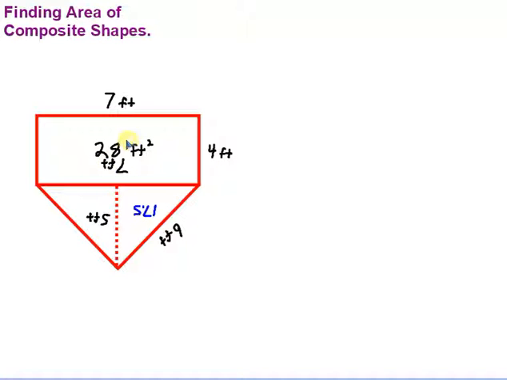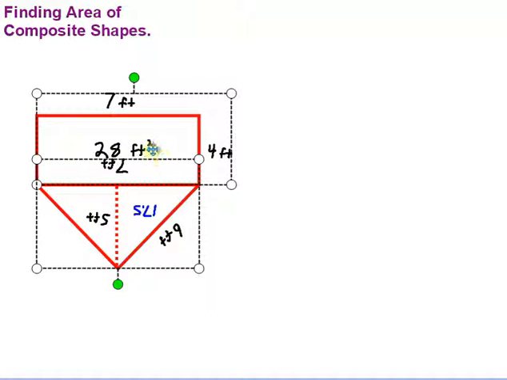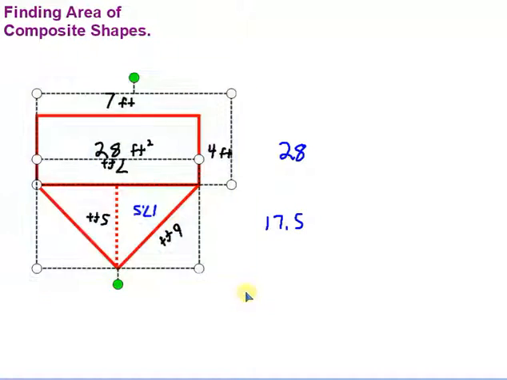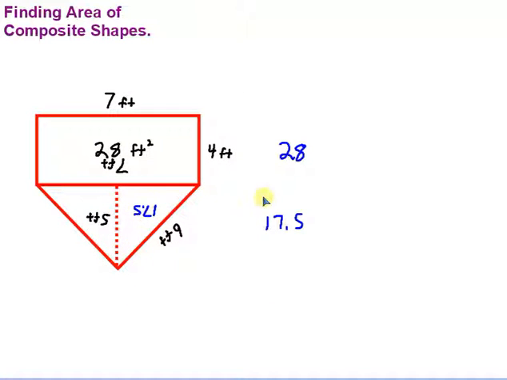It kind of looks like an upside down house. And because we have these different shapes together, I'm going to circle this right here. Our area for the top box is 28, and our area for the triangle is 17.5. Now, how would I get the area of the entire object? I want the area of this entire shape. Well, to find that, I take the area of the triangle, and I add it to the area of the rectangle. The area of the rectangle is 28 feet squared. The area of the triangle is 17.5 feet squared.